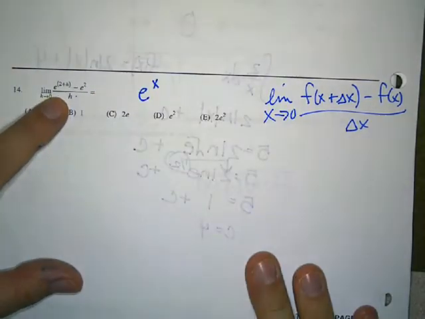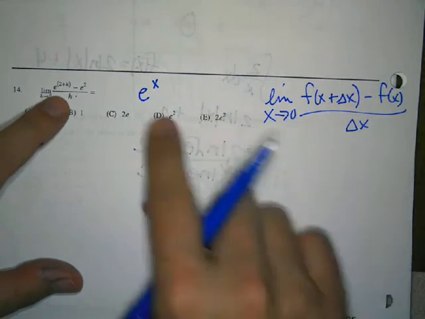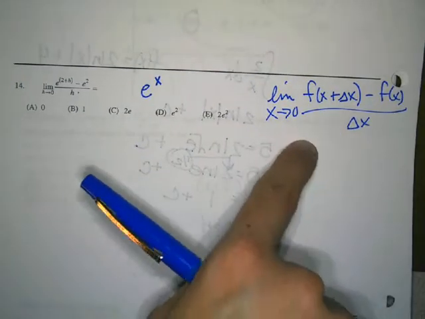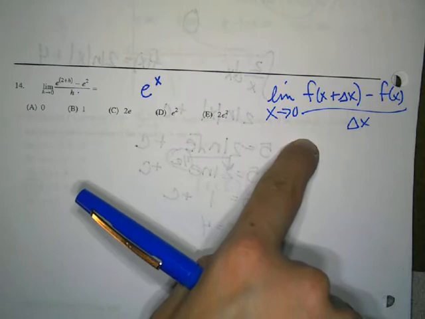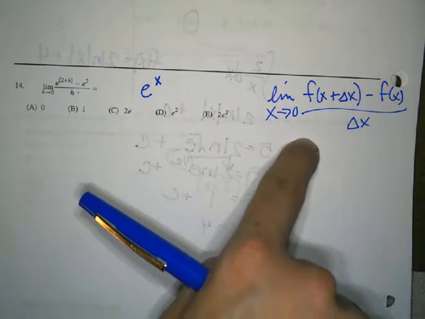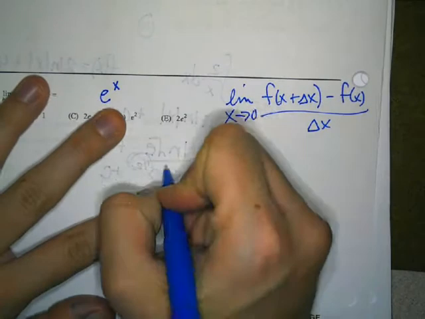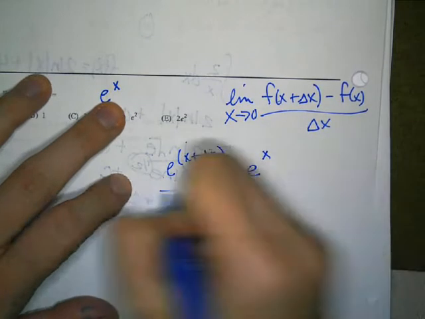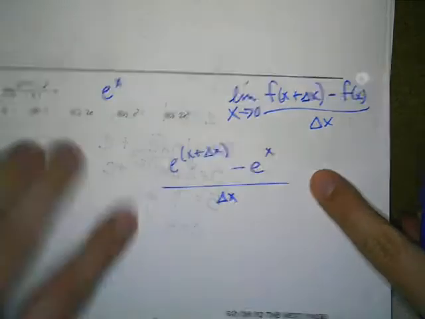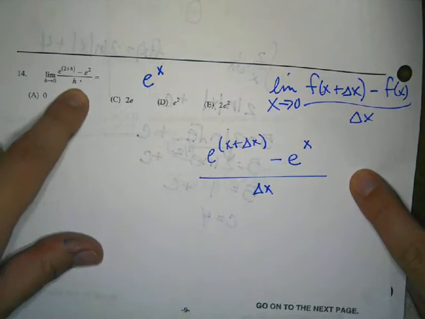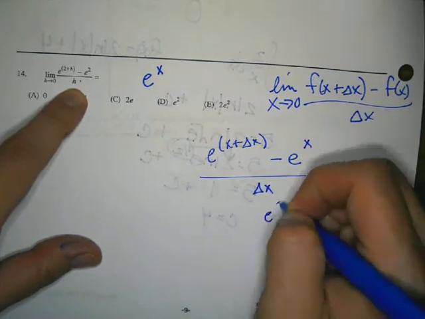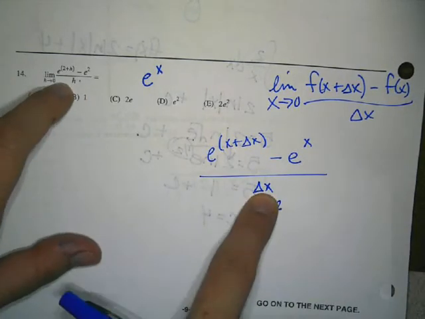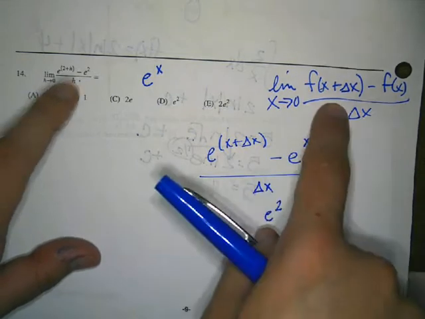If my function was e to the x, and I told you to find the derivative using the limit process, we would have to plug in x plus change in x, right? Minus e to the x all over change in x. That's how we would normally set it up. This is the exact same setup here, except they're telling you that x is 2. They're plugging in 2 for x, and they've just used a different variable instead of change in x. But it's the limit definition of derivative.